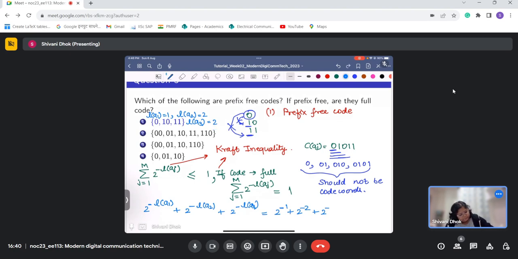So it is minus 2. So this is 1 by 2, that is 0.5, plus 0.25, plus 0.25. So this adds up to 1, which means the Kraft inequality is satisfied with strict equality, which means this is a prefix free code and it is full. It is both prefix free and full. Any questions?